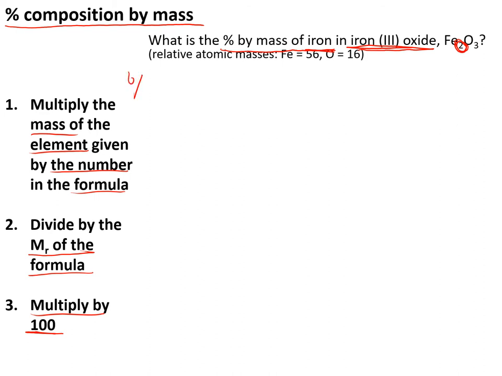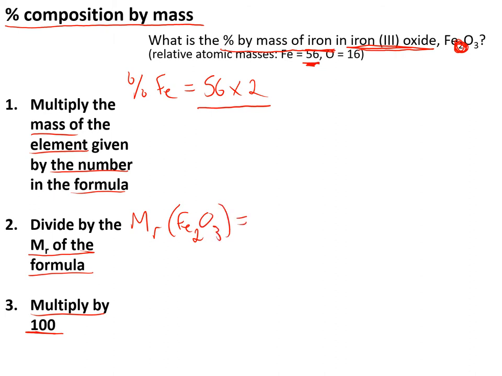So we're going to say the percentage of Fe equals, the first thing is to do the mass of the element multiplied by the number in the formula. So the mass of iron is 56. That's been given in the question, but you might need to find it from the periodic table. So we're going to do 56 times 2, because we've got two irons in the formula. Okay. We're going to divide that by the relative formula mass of iron oxide, Fe2O3. So let's just work that out down here. So we're going to say relative formula mass of Fe2O3 equals 2 times Fe, plus 3 times oxygen, 3 times 16. Okay.